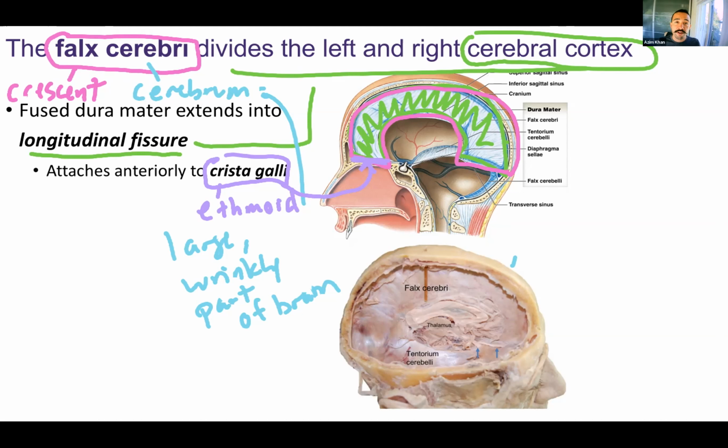If I didn't make this clear already, the falx cerebri is fused dura mater. So you have dura mater on either side. The dura mater comes together here in the middle. The fused dura mater that goes in the longitudinal fissure, that is the falx cerebri. And that's what you can see down here. Falx cerebri.